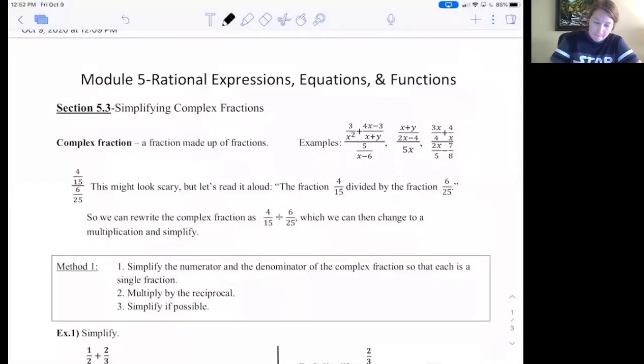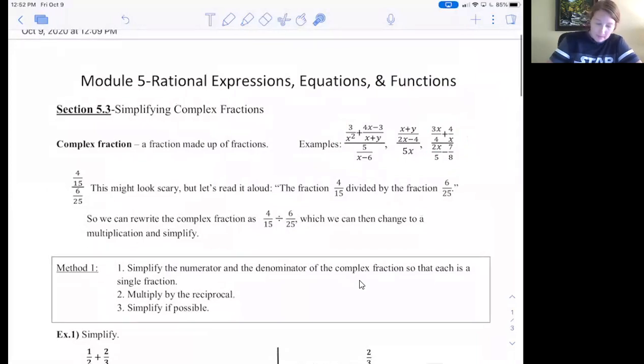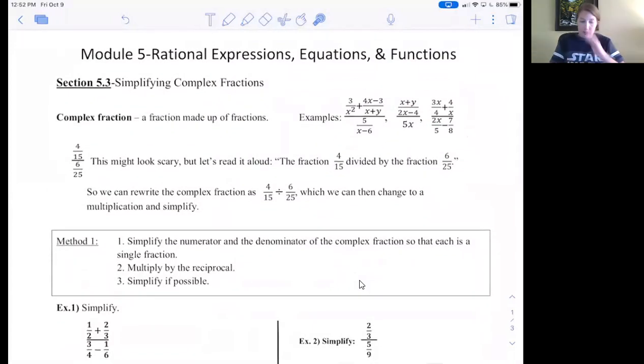Okay, so I'm gonna go over 5.3, which is simplifying complex fractions. Complex fractions, which I'll show you right here, are just like a fraction over a fraction, more or less. So they look scarier than they are. So don't let it freak you out.